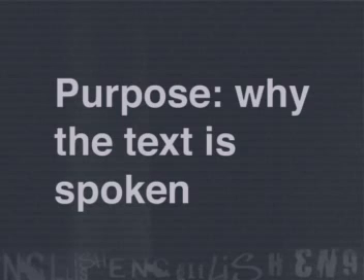Now, because these lessons are on oral communication, we will obviously change this definition to say why the text is spoken. Look at the short text of spoken language and see if you can find out what its purpose is.